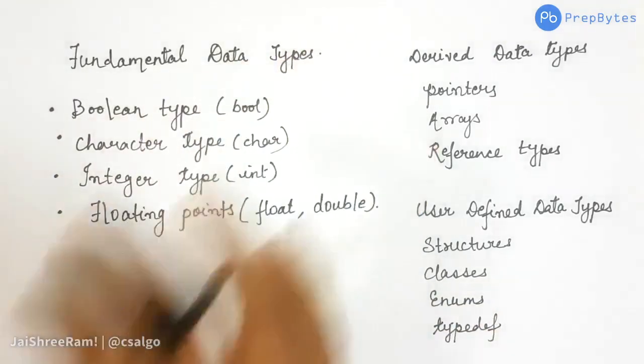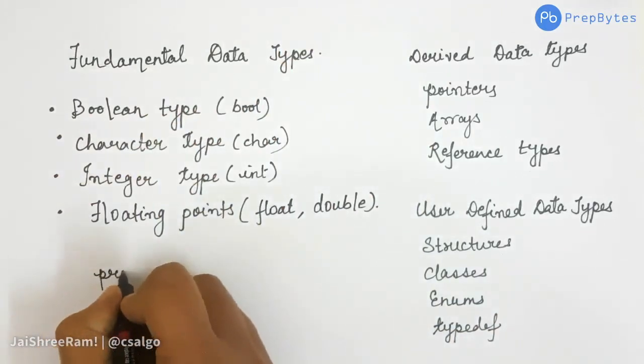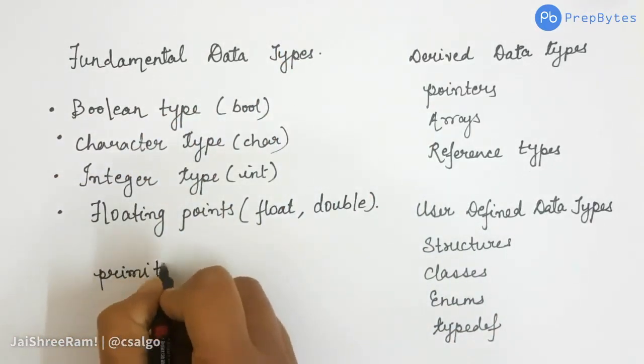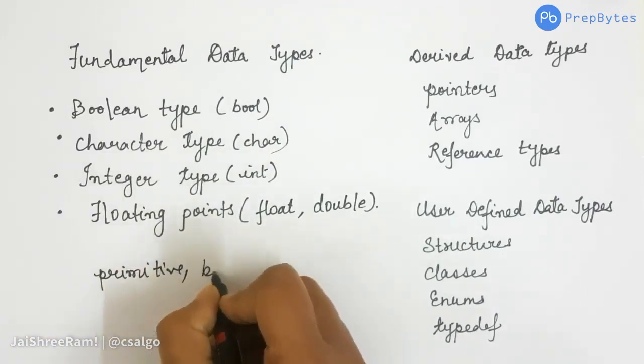When I talk of fundamental data types, these fundamental data types are also known as primitive data types or built-in data types.